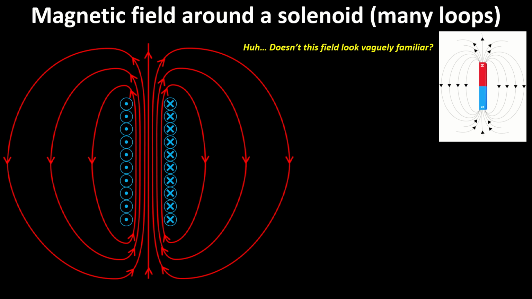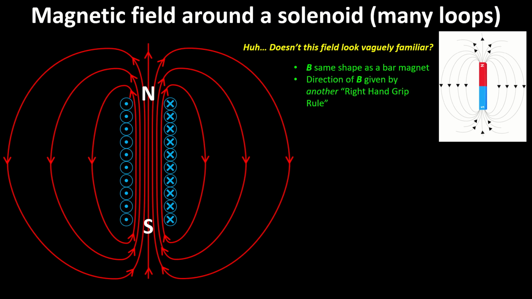So we've got an end there where the magnetic field lines are coming out, the same as we have with the bar magnet, and we've got an end where the magnetic field lines are going in, the same as we have with the bar magnet. So we can talk about the north and south end of a solenoid. Okay, so the magnetic field here for a solenoid is the same shape as a bar magnet.